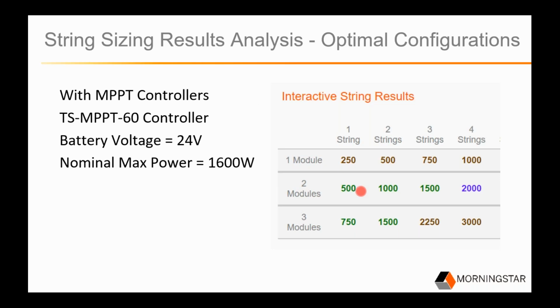For MPPT controllers, higher voltages will have fewer strings, but more modules in series. So you have, for example, 2 strings of 3 will equal 1500 watts. And lower voltages will have more strings and fewer modules. So over here you have more strings, you have 3 strings, and then 2 modules in series.